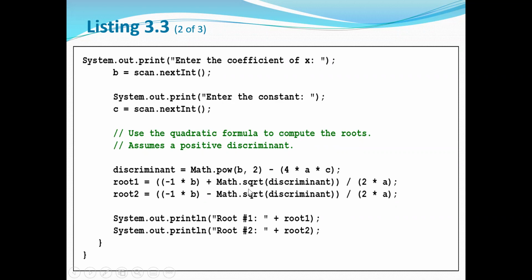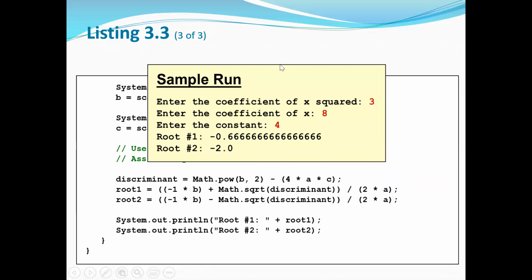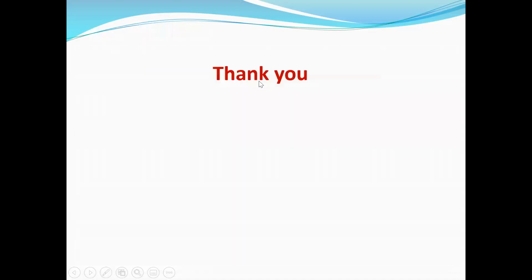So anytime you are invoking any method of the math class, you have to start with the math class name. So math.sqrt, math.pow, which is a power. And there are so many methods, math.cos, sin, etc. So this is our output. So that will be the conclusion of this lecture.